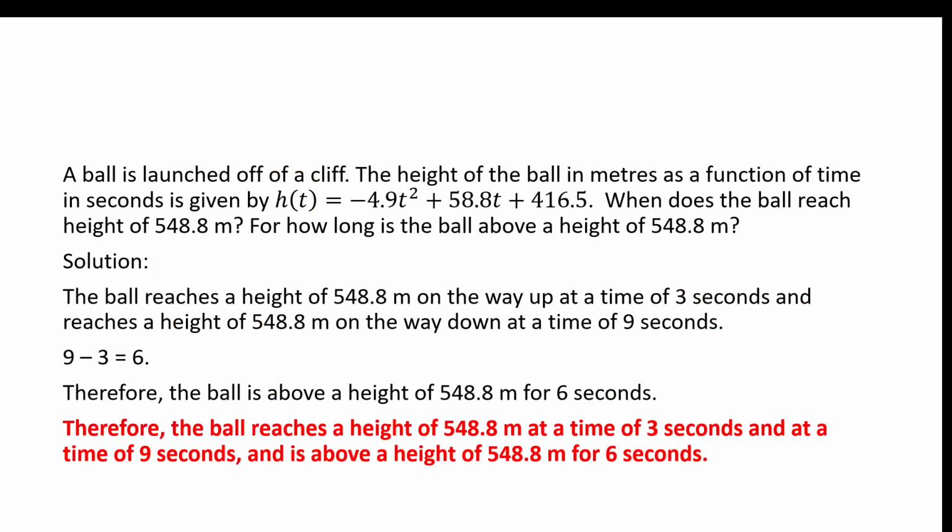Now, we want to know how long it's above that height. So again, let's go back to that diagram. We have a cliff, we have a ball going up, we have a height that we're asking about, which is, let's say, 548.8. Well, if it reaches a certain given height at a time of 3 seconds, and then it keeps on rising and then falls, and it reaches that same height again at a time of 9 seconds, in between those two times, it was actually above that height. So 9 minus 3 is 6. And so the ball was above the height requested for 6 seconds.